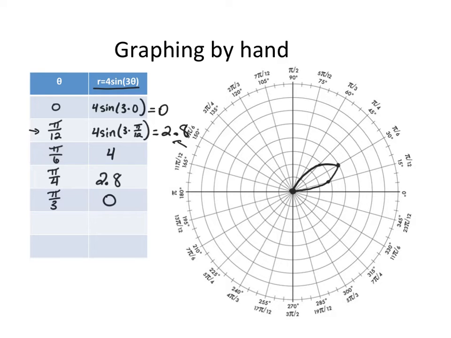Now what I'm going to do is I'm going to take a second and I'm going to create a table for my next couple of theta values. So I'm going to pick up at 5 pi over 12, and I'm going to do a few more theta values and then a few more plotted points. Okay, so I did a few more points until I realized I got back to 0, which would mean I would close in my shape.